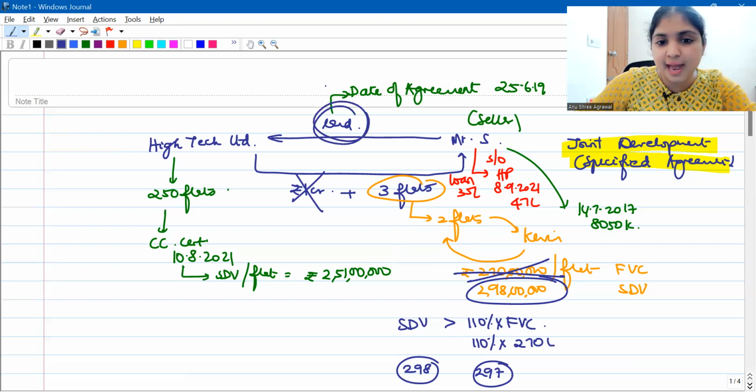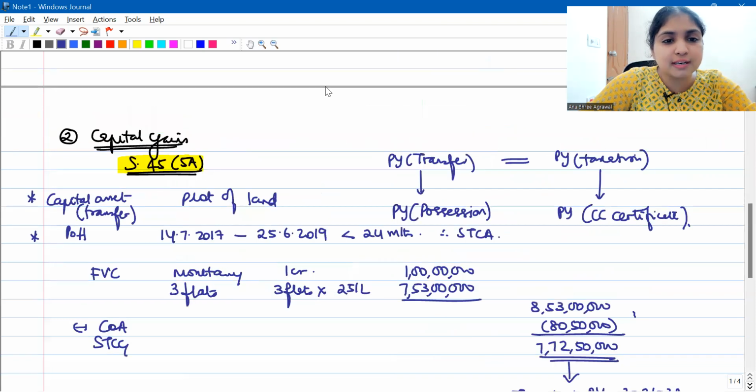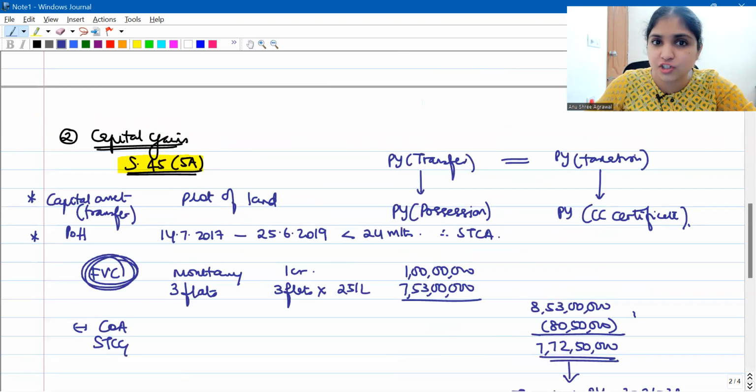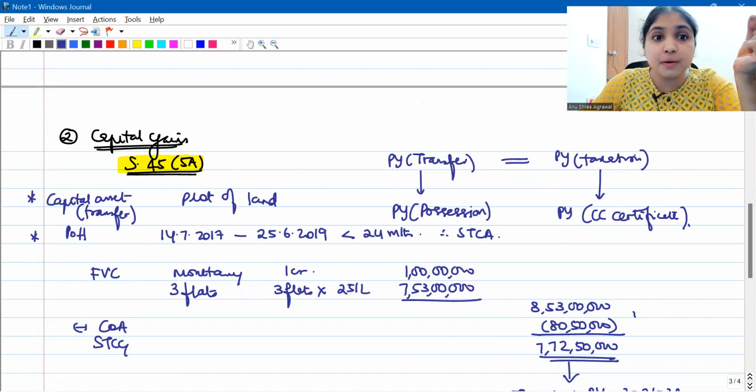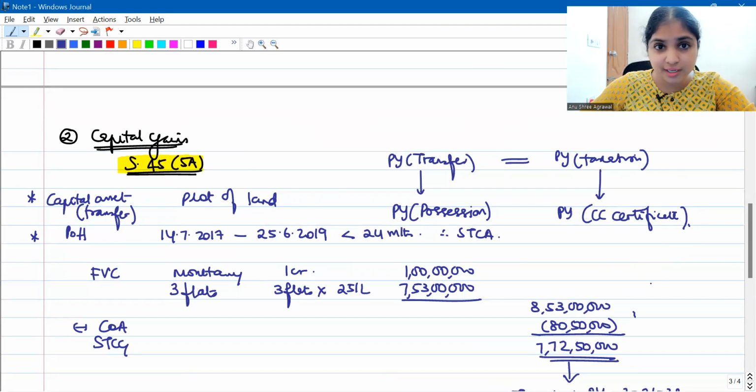When you sold this land, go back to the full value consideration. What was the full value consideration when you transferred the land? 8 crore 53 lakh. In this 8 crore 53 lakh, what was the share, or what was the SDV number of those two flats? 2 crore 51 lakhs. See, there is a sort of ambiguity in the cost of acquisition calculation.